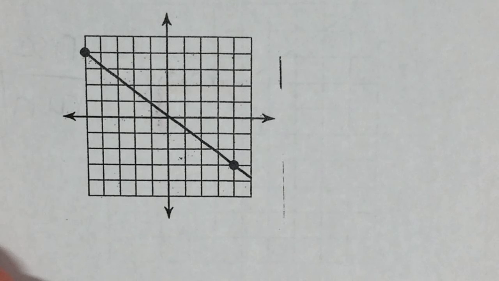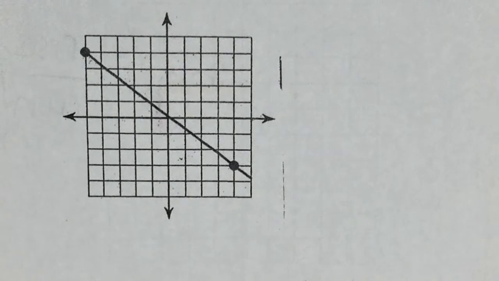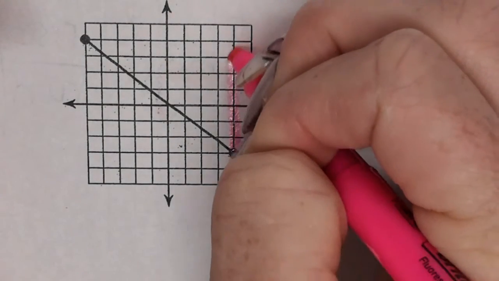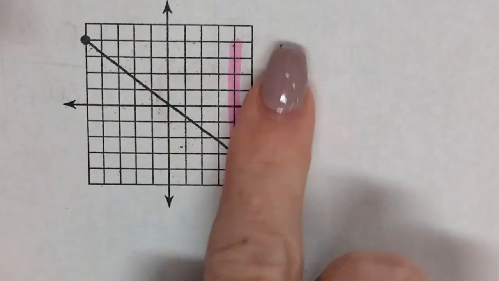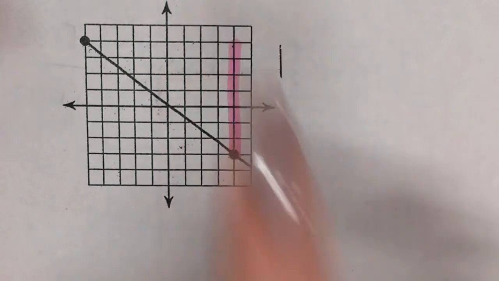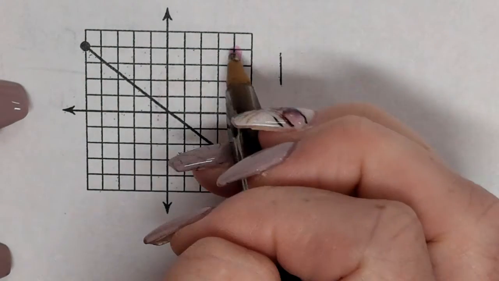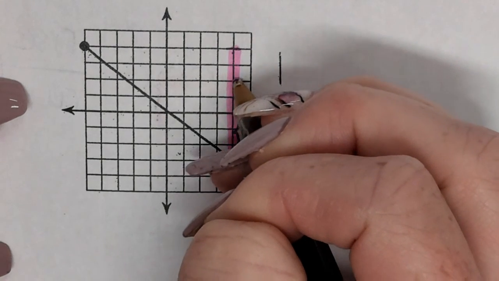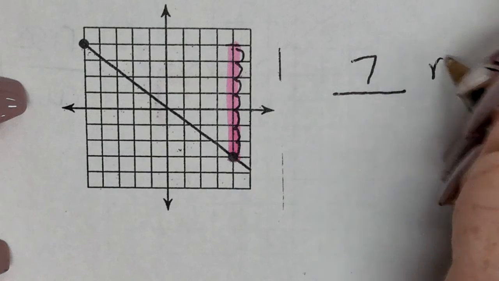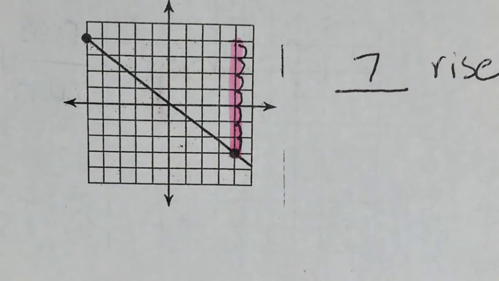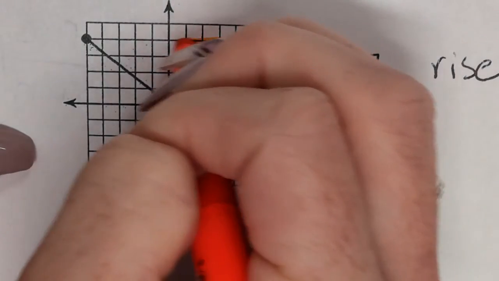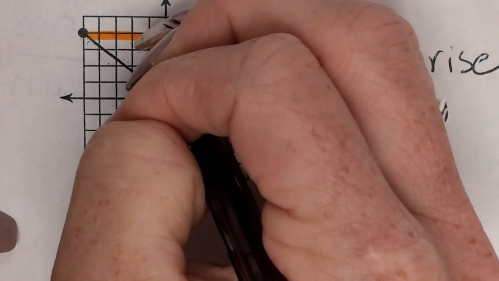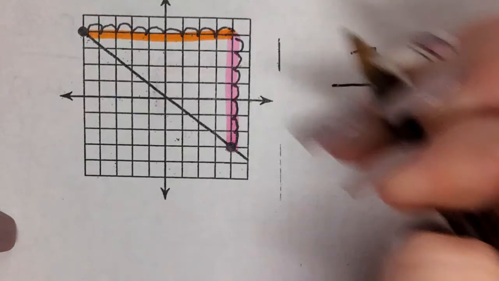Try the last one. You always start at the lowest dot. And guys, the other thing, you cannot go past the dot. So if I went up to here, I'm not doing it correctly. I can only go until I'm even with that dot. So 1, 2, 3, 4, 5, 6, 7 is my rise. And my run, 1, 2, 3, 4, 5, 6, 7, 8, 9.